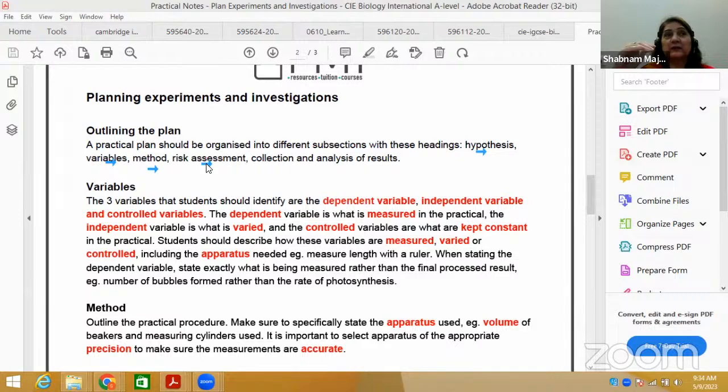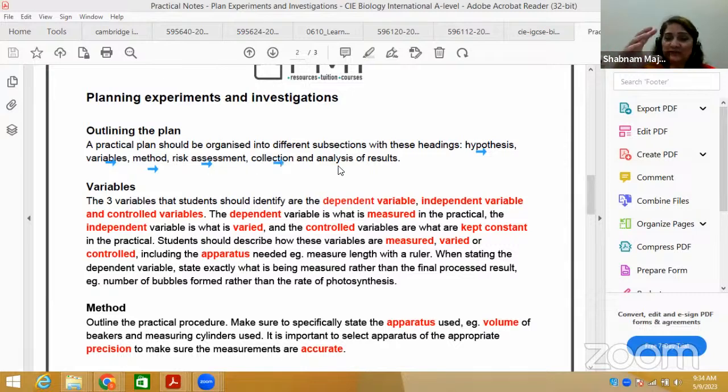Or the apparatus you are using: is it intact, not broken? Test tubes, if they are hot, how are you going to handle them, what tools are you using, test tube tongs or whatsoever. When you cut something, stem tubers or any section of a biological specimen, what type of tool are you using, a knife, or forceps if you make a slide? You have to see all those. You are using test tube stands, a rack we call it, or a burette stand or whatsoever. So all that. But then comes collection and analysis of results.